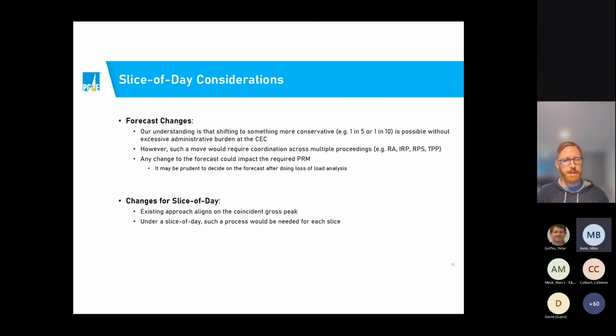Okay, and then what are some changes that we've seen that could be needed for slice of day? The most obvious one is that the existing approach aligns with the coincident gross peak, right? And that's the focus in terms of setting requirements and aligning up the forecasts. But under a slice of day, you would need to do a similar process across each of the slices. And if you're looking at a 24 slice approach, you would need to do it for every hour.